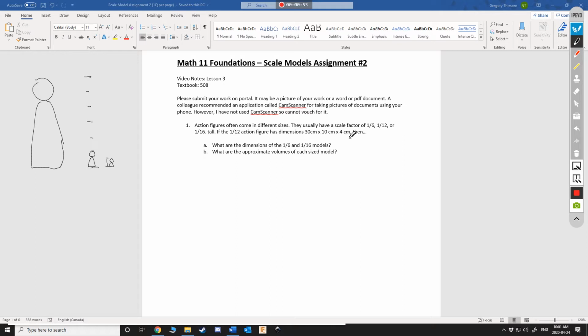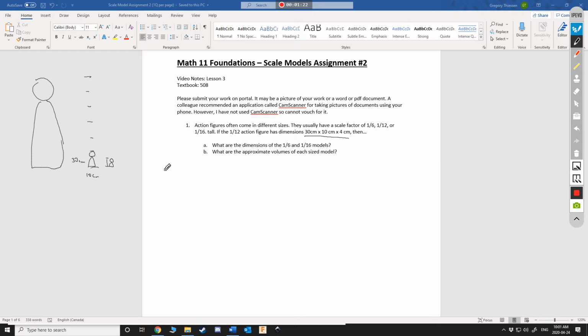We are given the 1/12 dimensions to be approximately 30 centimeters tall. Then we also have the width and the depth. The width is 10 centimeters and the depth of the model is about 4 centimeters, just making some approximations for this question. So for part A, what are the dimensions of the 1/6 and the 1/16 models?